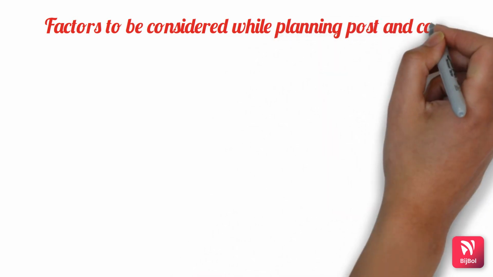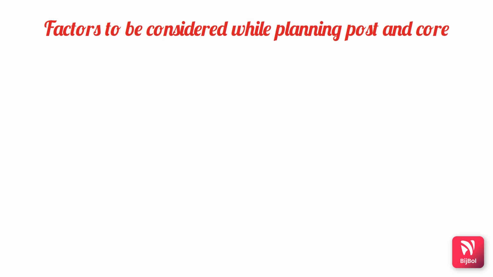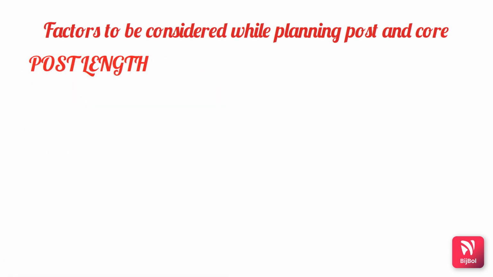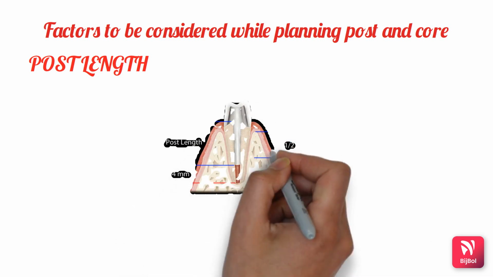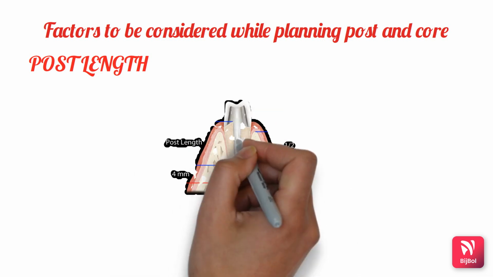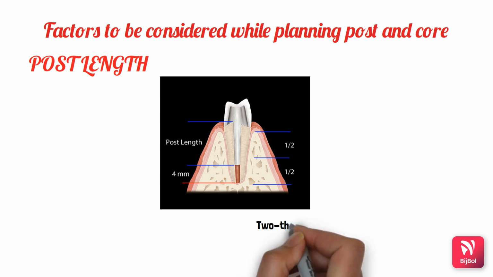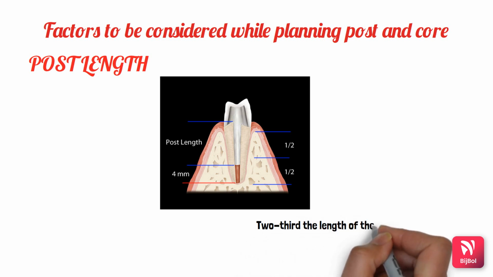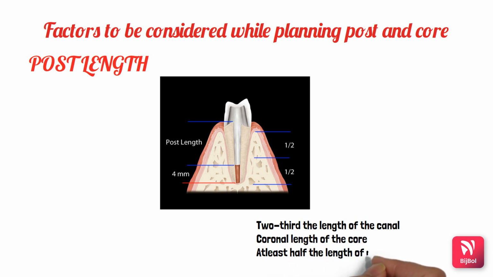So we have to plan the endodontically treated teeth, and for that we need a few restorative, resistance and retention form features. The first feature is the post length, which is one of the most important factors affecting the longevity of the post. As the length increases, the retention also increases. We have a few guidelines regarding the post length: the post should be at least 2/3 of the length of the canal, or at least the coronal length of the core, and it should be half of the length of the root in the bone.